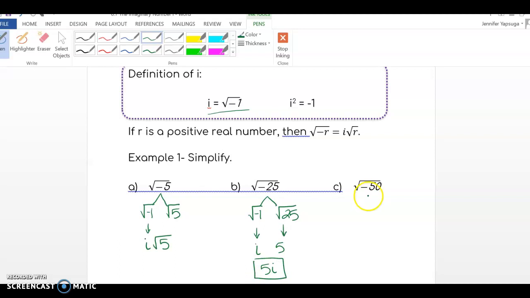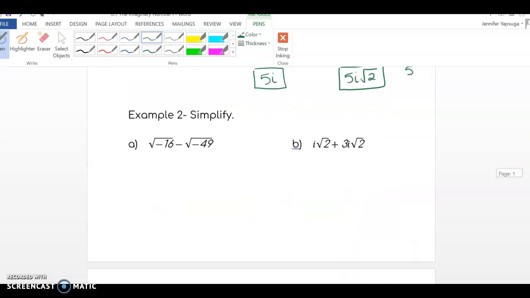Alright, and then if we move over here, we have the same thing. We're going to break this into the square root of negative 1, and then I have the square root of 50, which I can then break into the square root of 2 and the square root of 25. So I know that this is equal to i, this is equal to 5, so therefore I'm going to have an answer of 5i times the square root of 2 as my final answer. And there you have it.